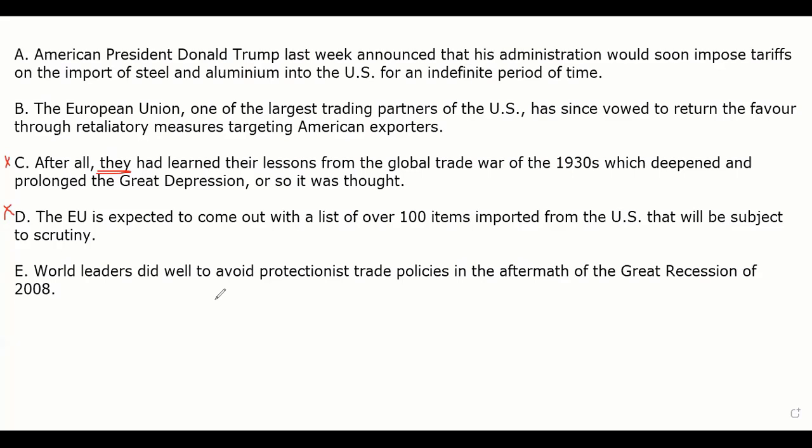Read the B, Devendra. Why can't B be first? B says the European Union, one of the largest trading partners of the US, had since vowed to return to favor. Since, meaning what happened before that? Nothing, right? So B cannot be first. All of these are very important for finding out which cannot be the first one. That is a very minute point.